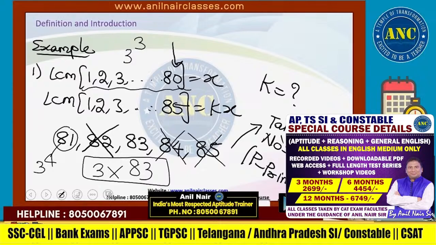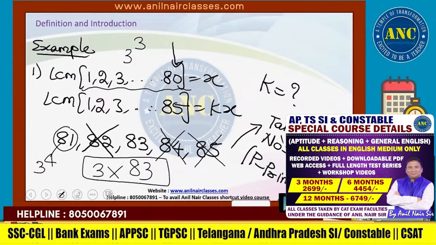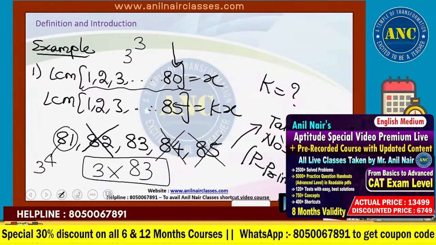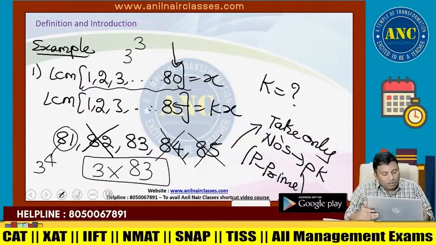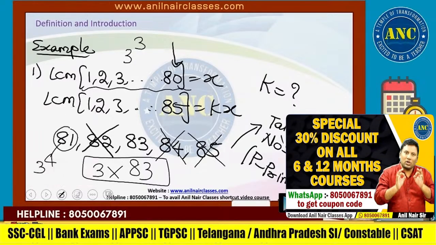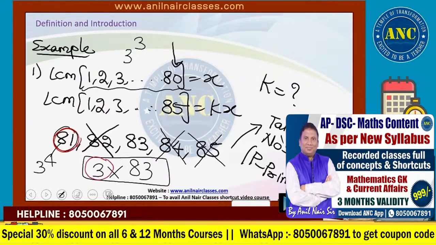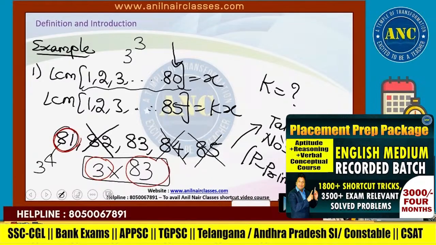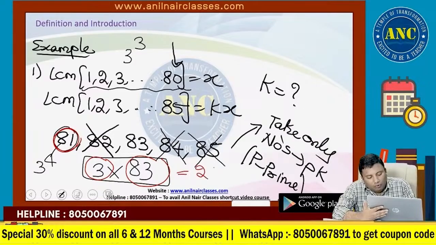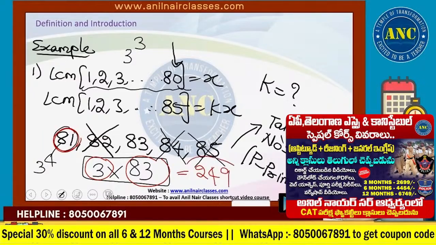3 into 83. Many students have missed out 81. 3 power 4 is 81. Extra 3 will come. Extra 83 will come. Answer is 3 into 83. 3 into 83 is 249.